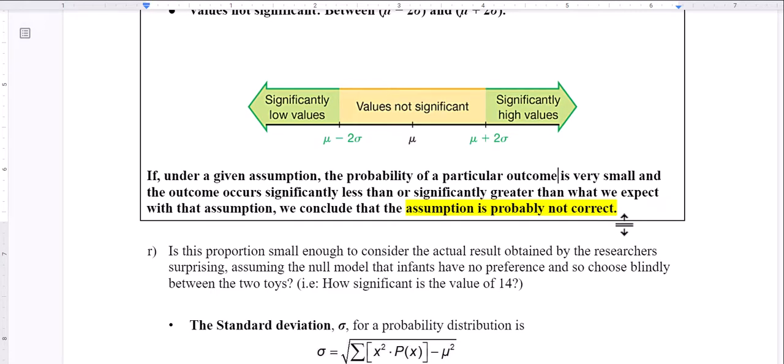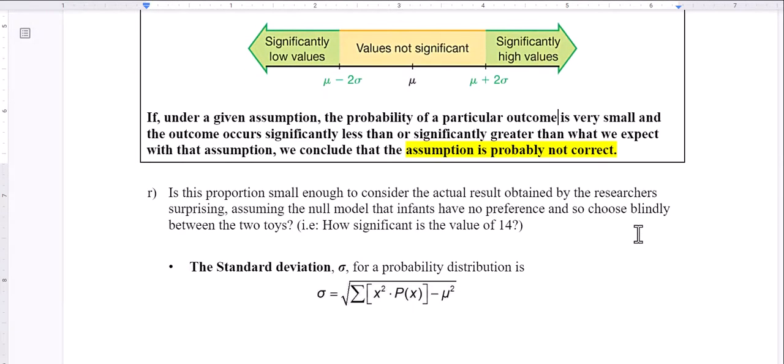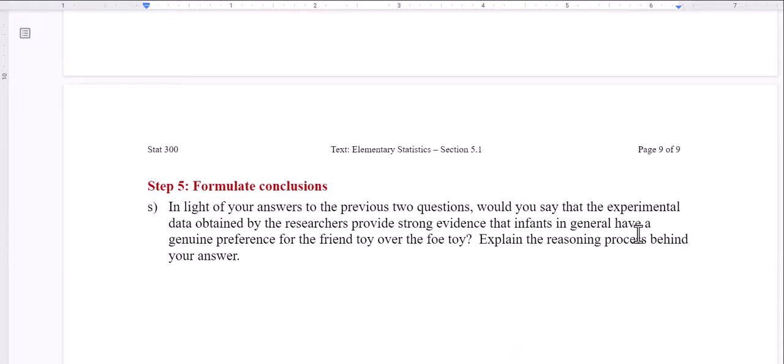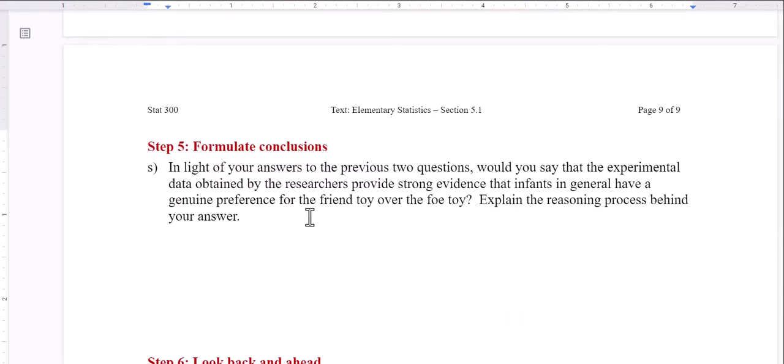So what does that mean? That means that the researchers are correct, right? The babies can tell the difference between friendly and unfriendly behavior, and thus they're choosing the friendly toy because they recognize that behavior. And so that's going to be our conclusion.